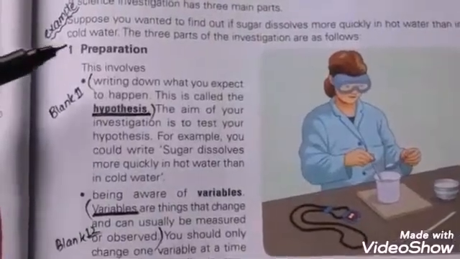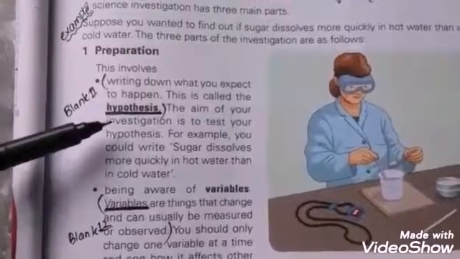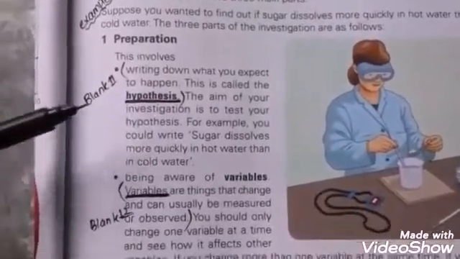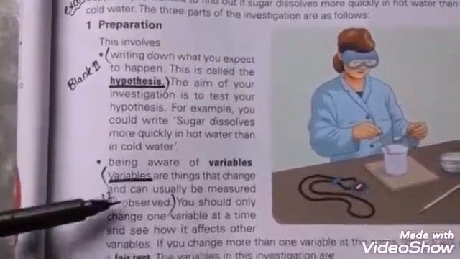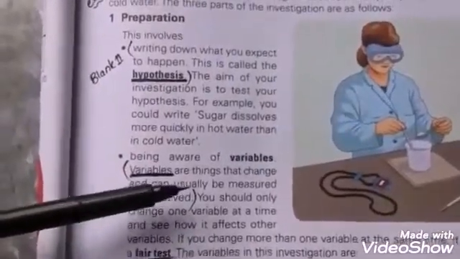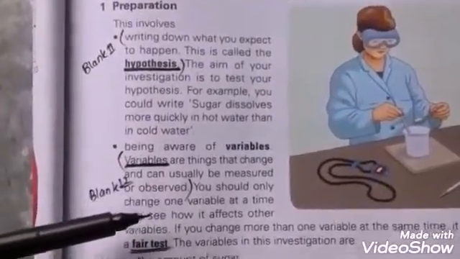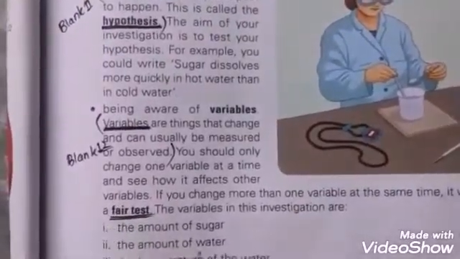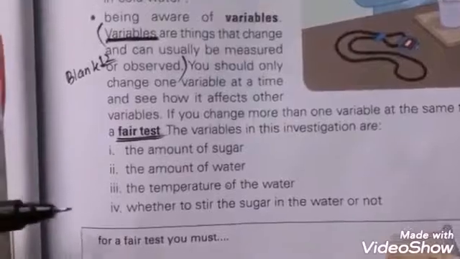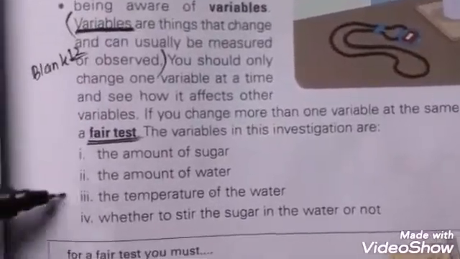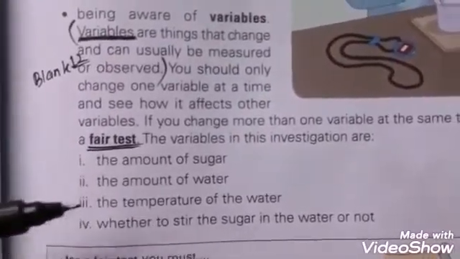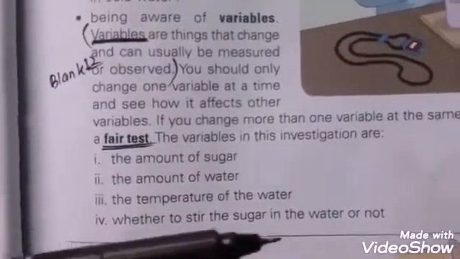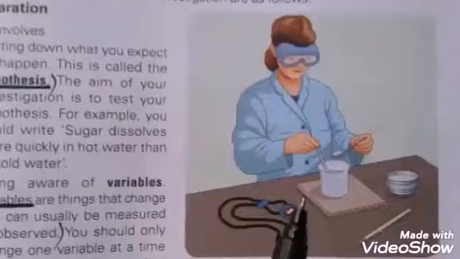In your book, you can see that the first step is preparation, hypothesis. A hypothesis is something that cannot yet be proven but is settled in your mind. Next is variable. Variables are things that change and can usually be measured or observed. If you change more than one variable at the same time, the test will not be fair. So the variables in this practical work are the amount of sugar, the amount of water, the temperature of water, and whether to stir the sugar in hot water or not.